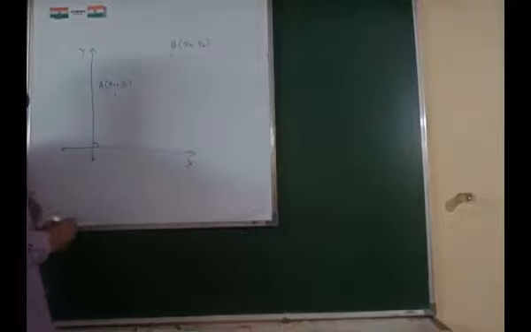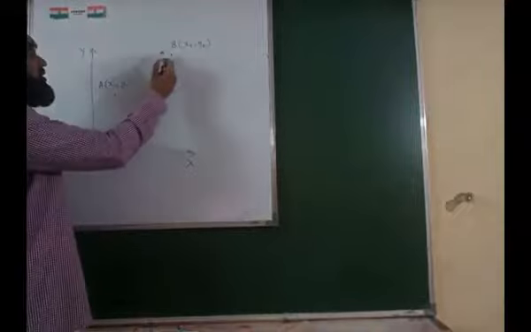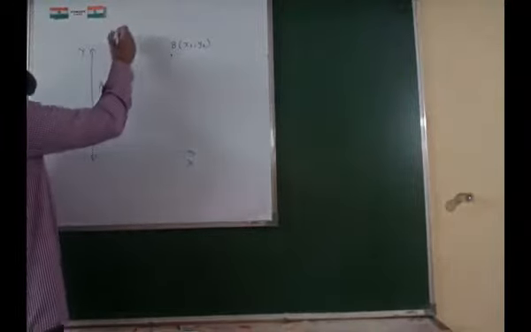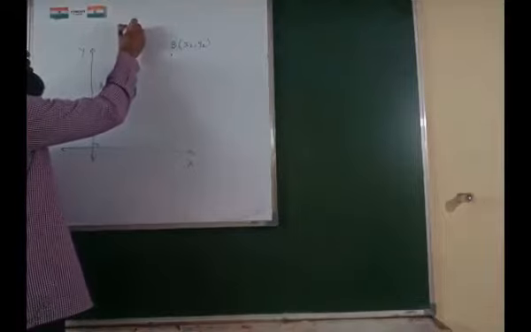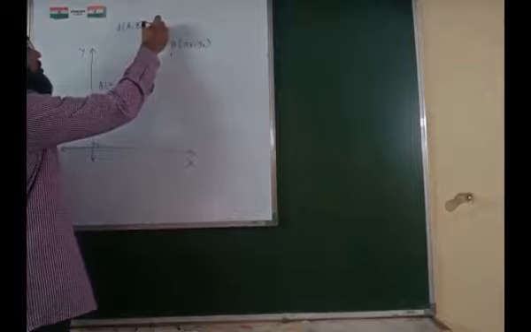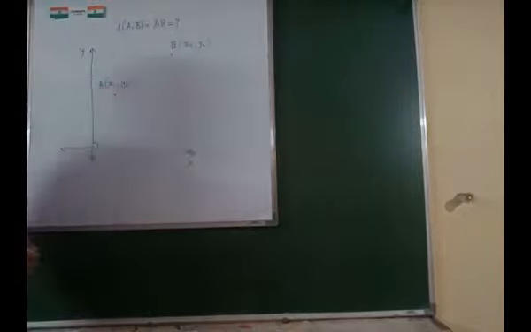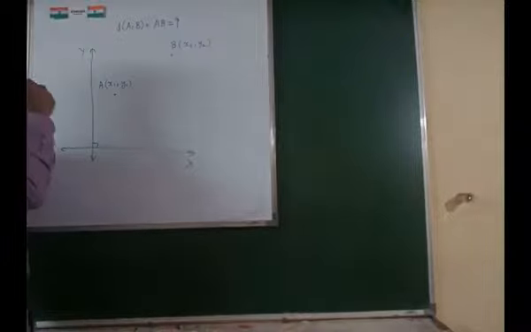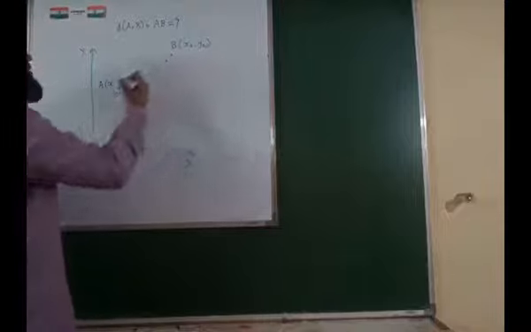Now I want to know the distance between these 2 points. I will denote the distance between points A comma B as D. I can also call it AB. How will I find it? What is the formula for that? Suppose I join these 2 points. I want to find out this AB distance.